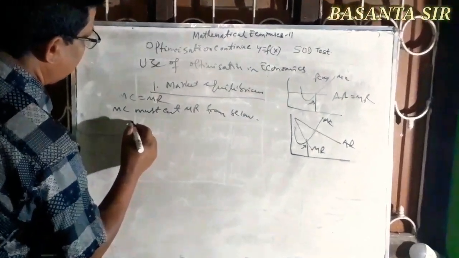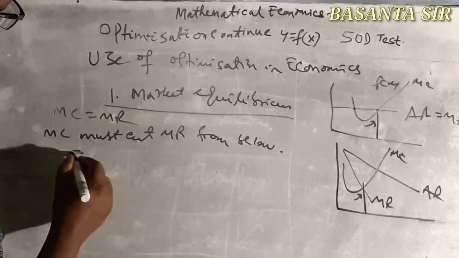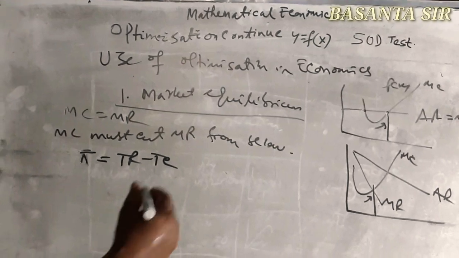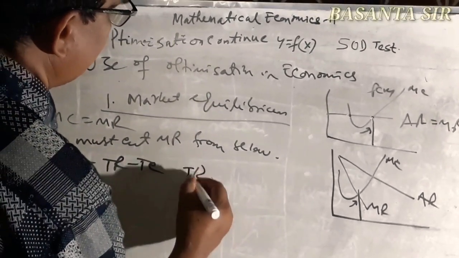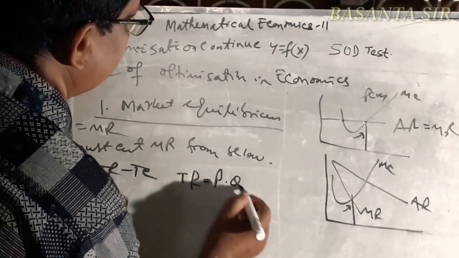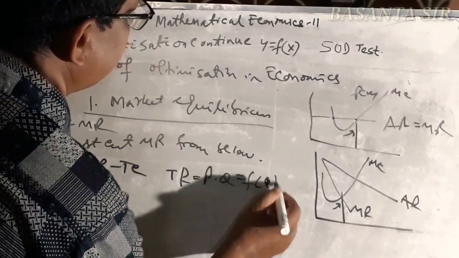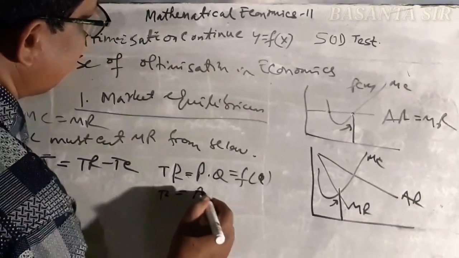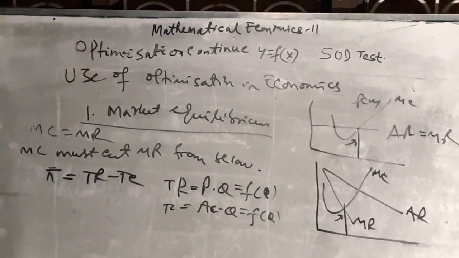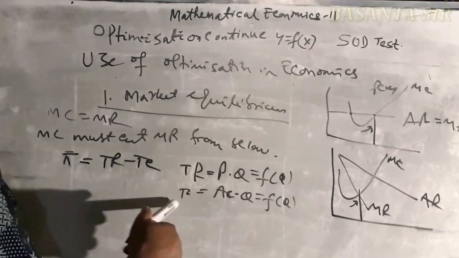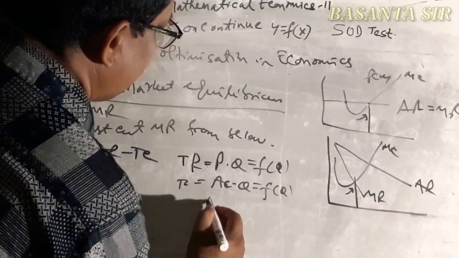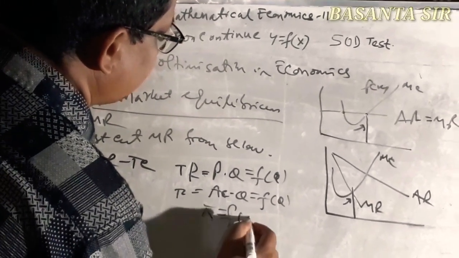Now we know profit equals TR minus TC. TR equals P into Q, so it is a function of Q. TC equals SC into Q. It is also a function of quantity. So when TR is a function of quantity and TC is a function of quantity, the profit is also a function of quantity.